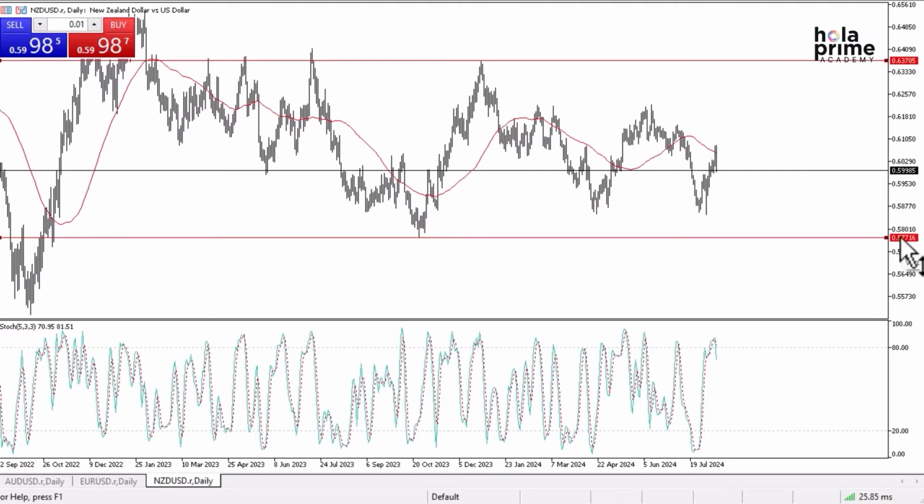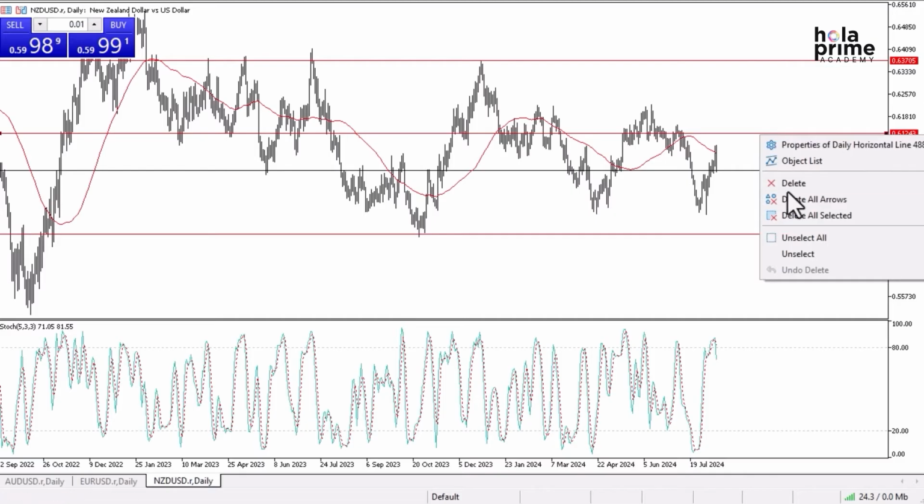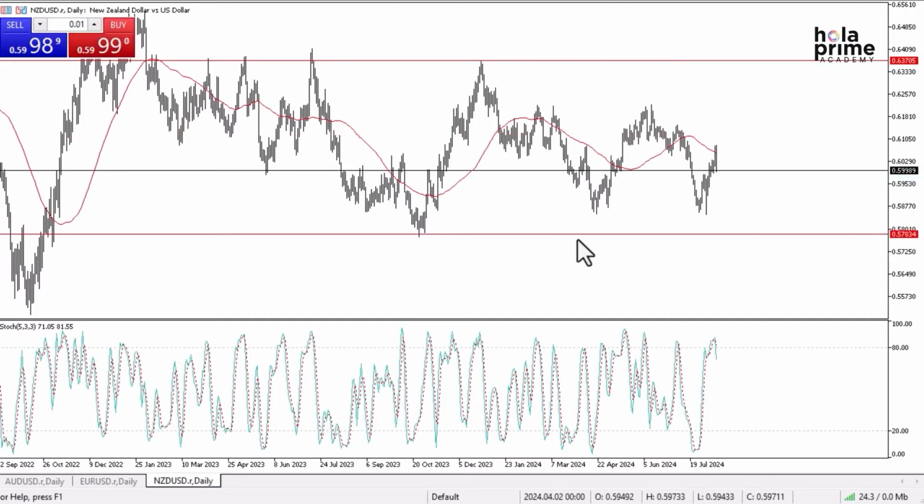The 0.58 level has been support. The area right around 0.61 has been important. But notice the extreme is closer to 0.63. So longer-term traders are paying close attention.